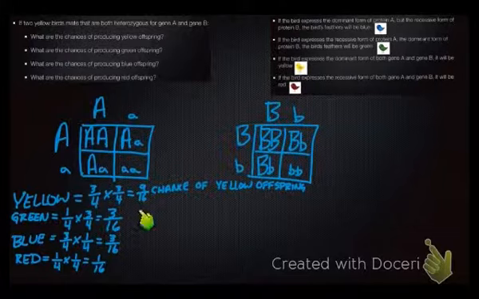All right. So that's it. That's how we work one of these multiple allele problems. You just take the odds of each event happening and multiply them together to figure out the odds of both traits occurring in one individual. That's it.